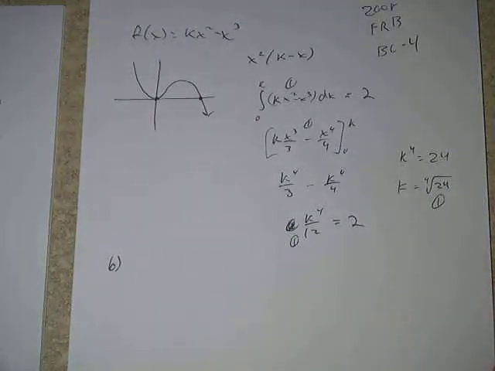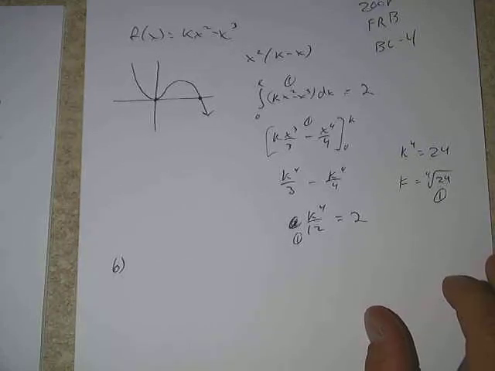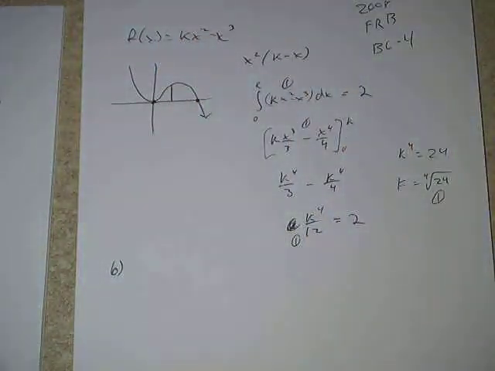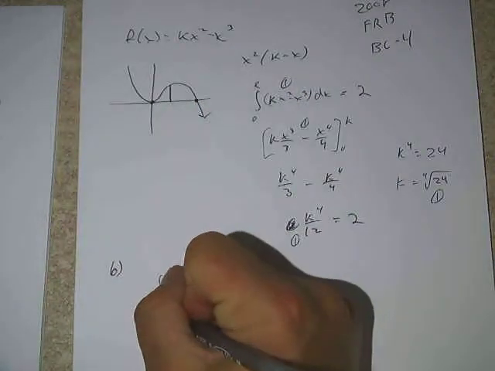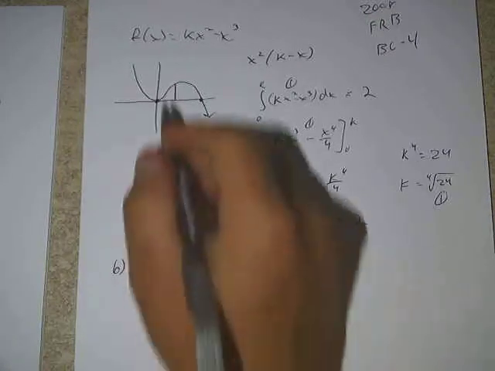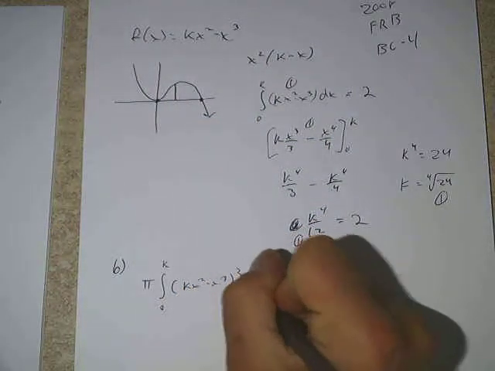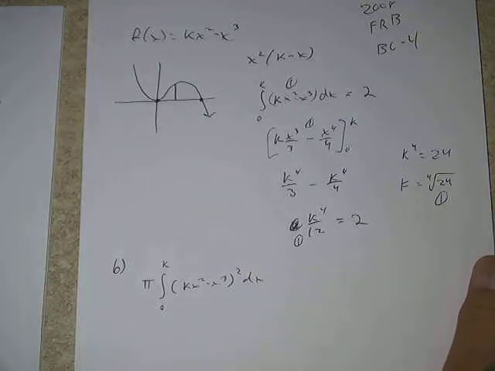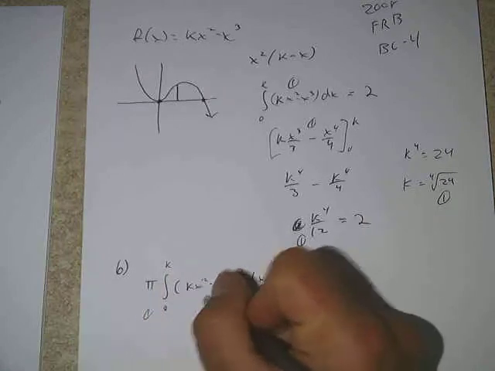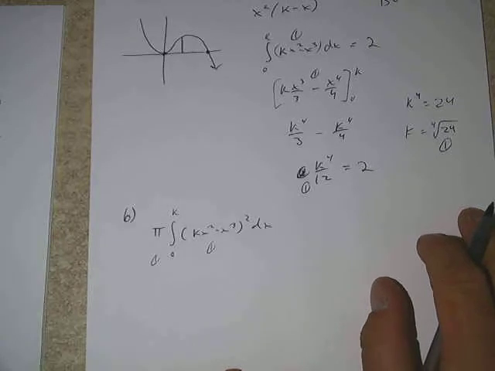Okay, let's check out part B then. Part B says for k greater than 0, write but do not evaluate an integral expression in terms of k for the volume of the solid generated when we rotate this R around the x-axis. So if we go around the x-axis here, we can do a vertical slice and we'd have disks. So that means we go from 0 to k again of our disk method, pi times the radius of the disk, which would be the function kx squared minus x cubed, all squared dx. I would do it. So 1 point for having the 0 to k and the pi, and 1 point for the integrand.